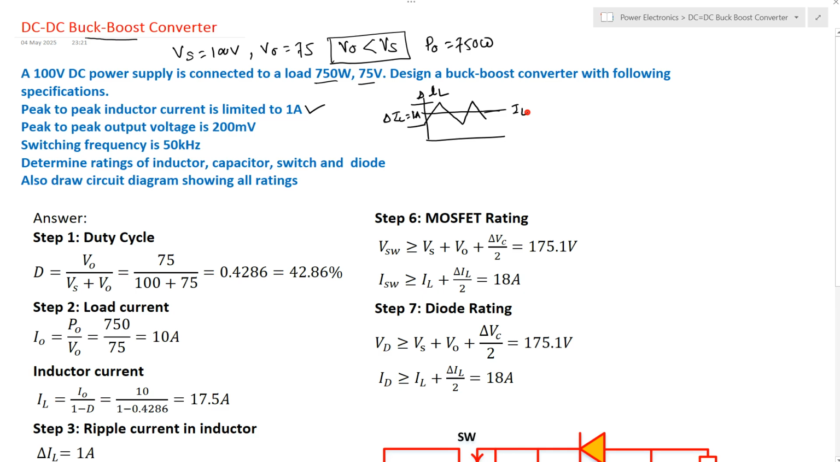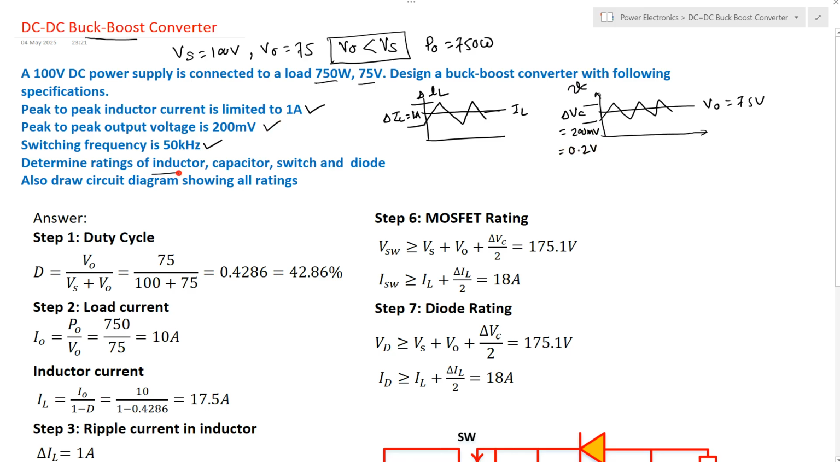Then the peak to peak output voltage, so the voltage across the capacitor, that is the voltage across the output. If this is the final value of V0, which is equal to 75 volt in this case, the maximum peak to peak ripple allowed in this problem is given as delta VC equal to 200 millivolt. So first understand the given data, that is equal to 0.2 volt. Convert this into volt, so 0.2 volt. Switching frequency is 50 kilohertz.